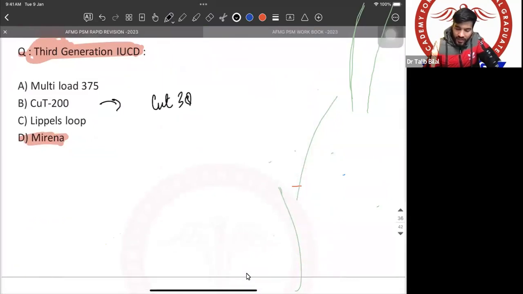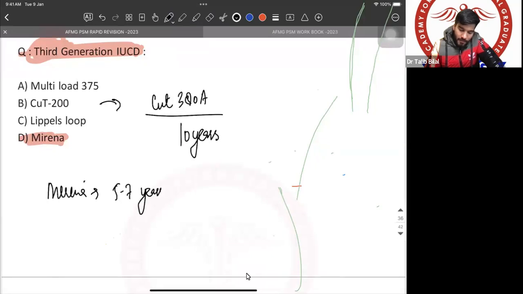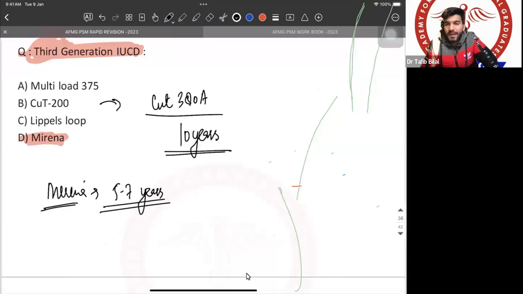Then the question on the duration: the lifespan of Copper T 380A is how many years? 10 years. If I talk about Mirena, guys, the lifespan is 5 to 7 years. Already discussed, guys. What is the next step if you have a pregnancy while the IUCD is in situ?